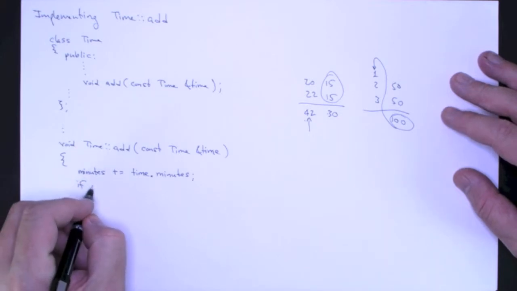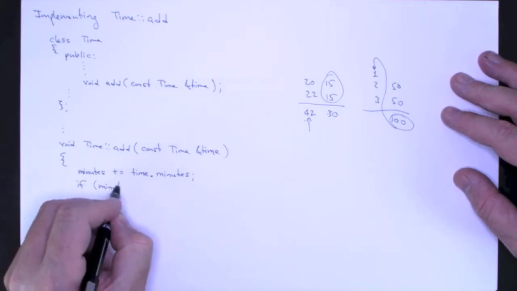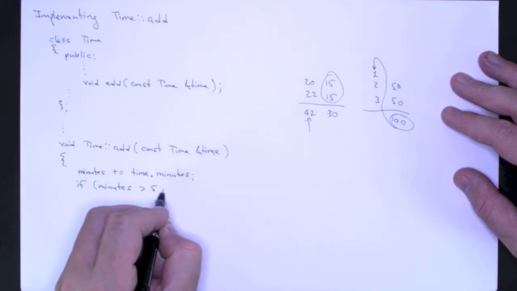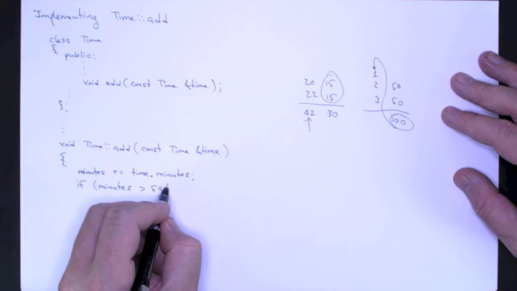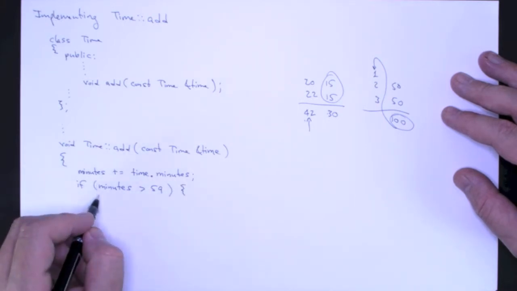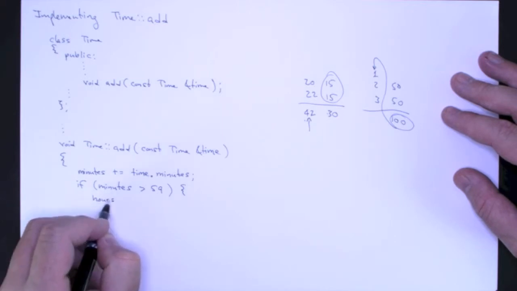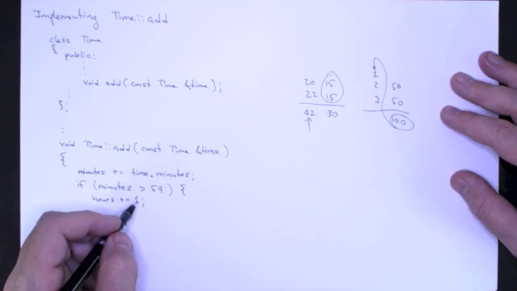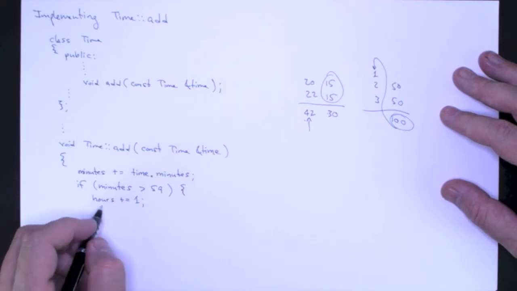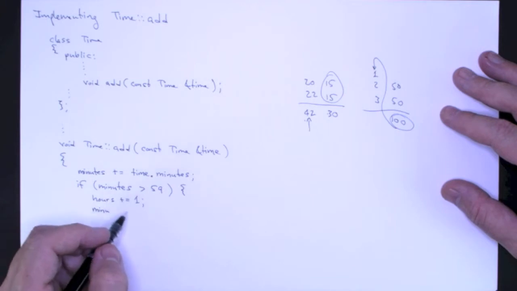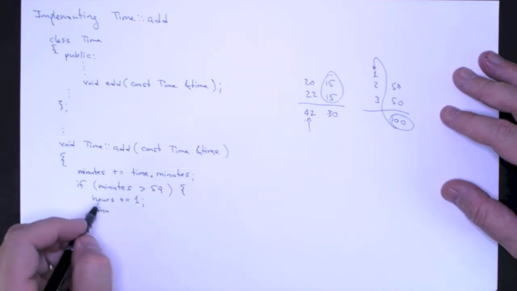So now I've got to check for a rollover. If my minutes is greater than 59, then I know that I've rolled over. And the first thing I want to do is I want to increase my hours by 1. And the next thing I want to do is normalize my minutes. And I can do that by subtracting 60 minutes, or subtracting minutes from 60 minutes.